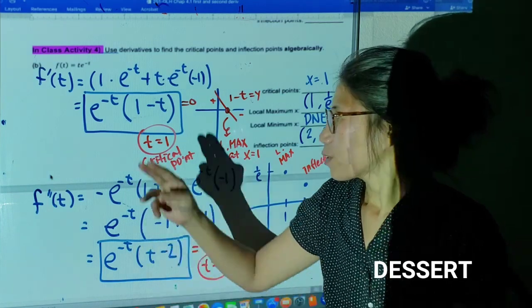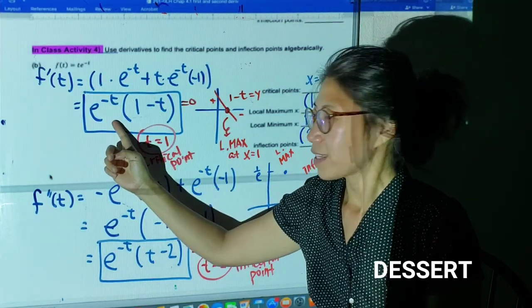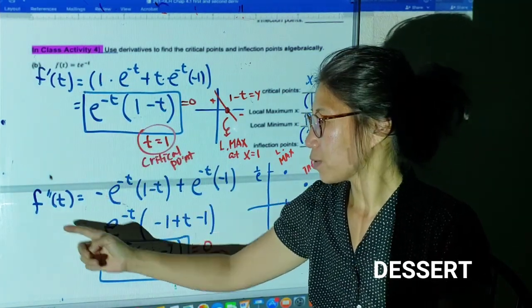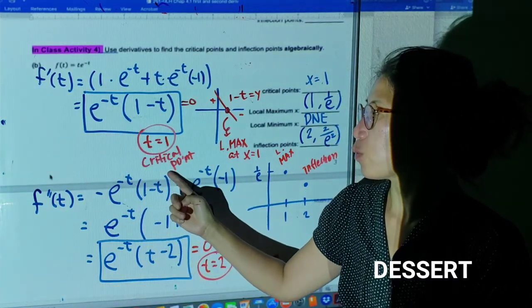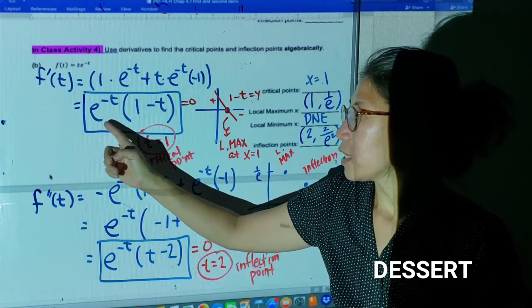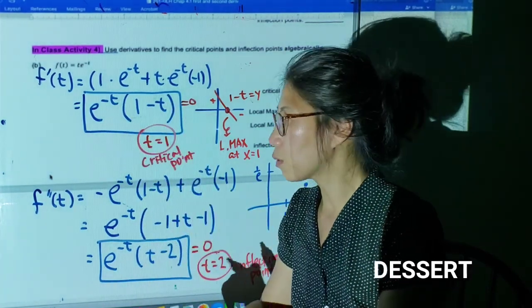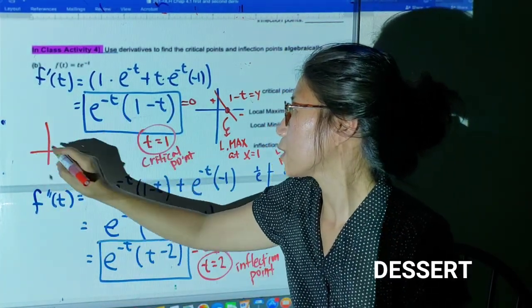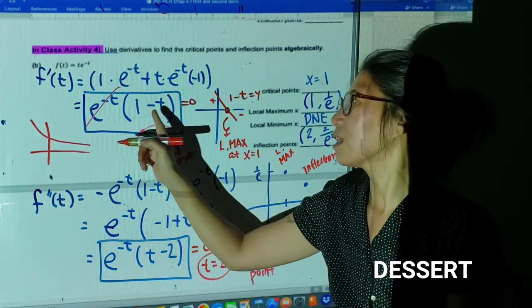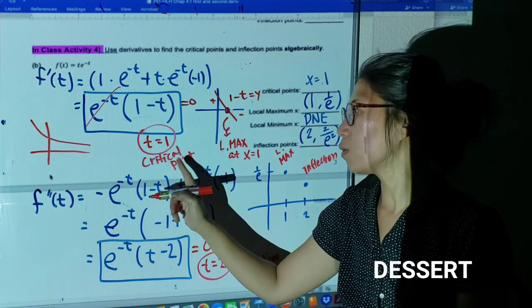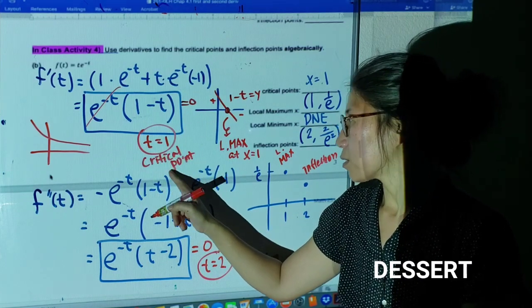So I took the first derivative, and that's the first derivative. This is the second derivative. So from the first derivative, I found my critical point will be at 1. E to the negative t cannot be 0. That's why we cannot find 0 in here. Graph shapes, this one never touches. So this one is never going to be 0, only 1 minus t can be 0. So I can see that this is a critical point.